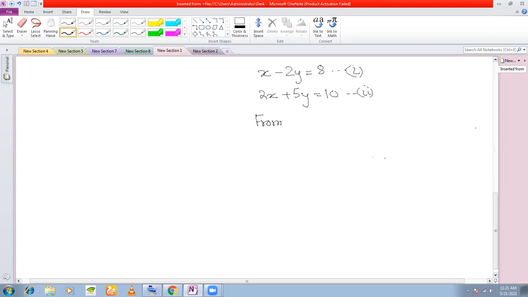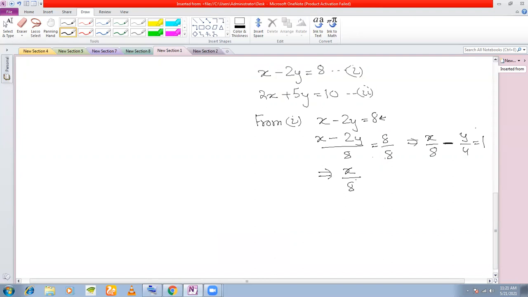So from 1, you have x minus 2y is equal to 8. What you will try to do here is convert this 8 to a 1. So you'll divide both sides by 8, right? So what you get here is x by 8 minus y by 4 is equal to 1. So we have converted this side to 1. Now we convert this minus sign to a plus sign. So x by 8 plus, now you can write this as y by minus 4, isn't it? Is equal to 1. Yes, you can write this in this way.